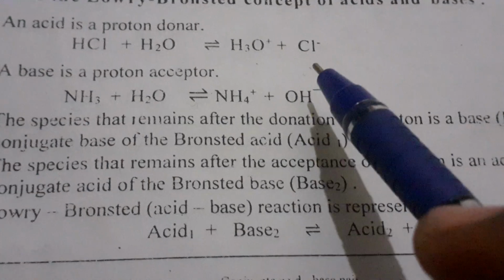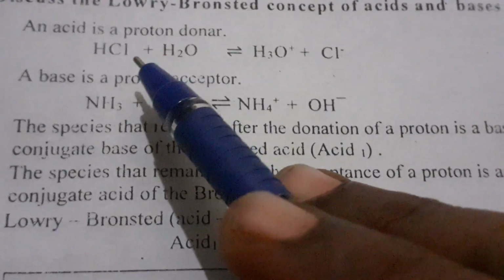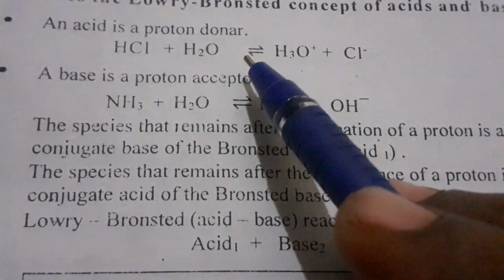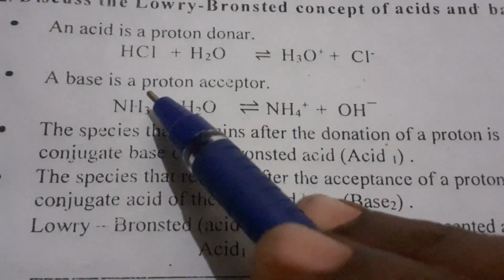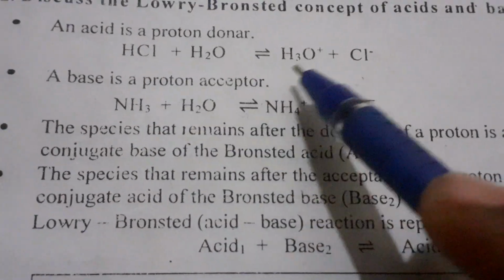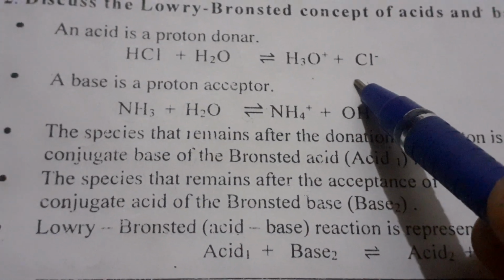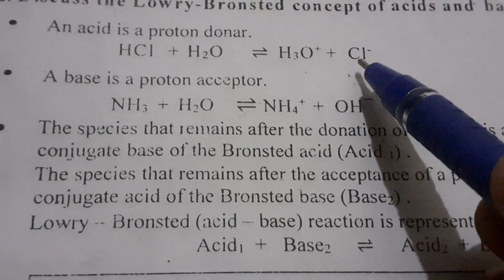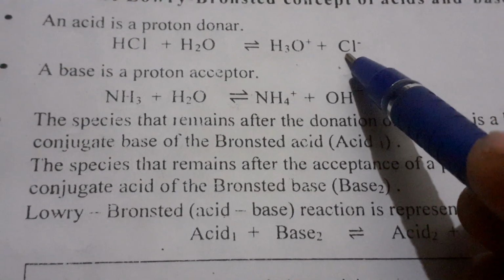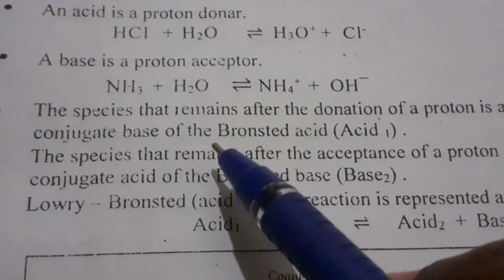இங்கே பார்த்தீங்கன்னா ஹைட்ரோக்ளோரிக் ஆசிடில் H plus ion வந்து வாட்டருக்கு டொனேட் பண்ணியாச்சு. மீதி என்ன இருக்குது? Cl minus ion. ஸோ அந்த Cl minus ion is a base. இதை எப்படின்னு சொல்லலாம்? கான்ஜுகேட் பேஸ் ஆஃப் Bronsted acid.